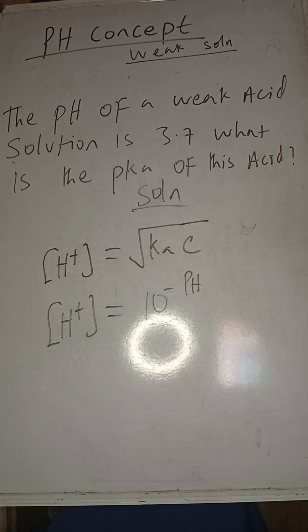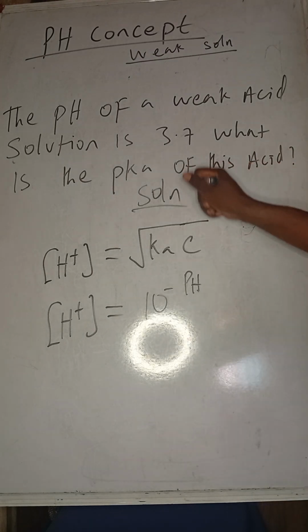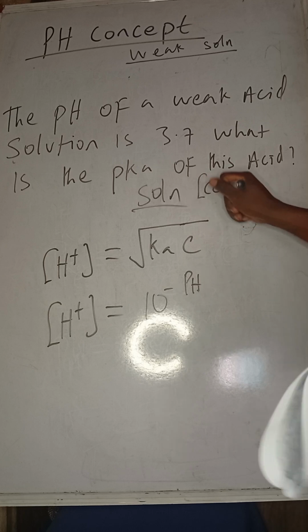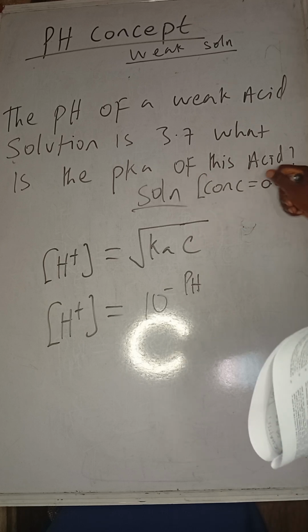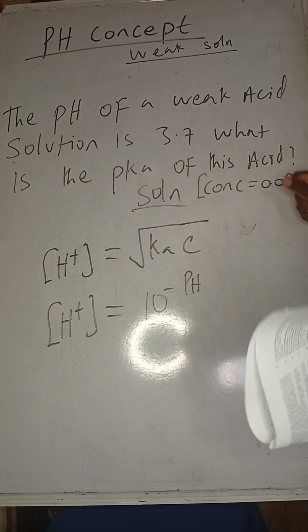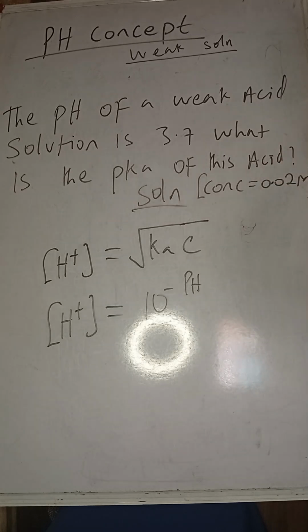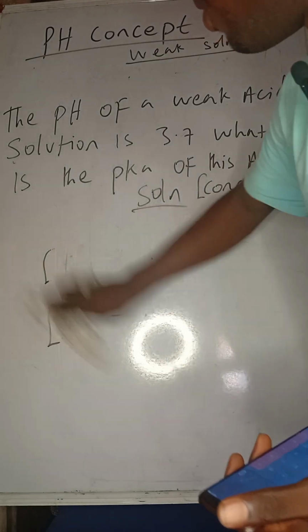I didn't write it. It was given because the full question says the pH of a 0.02 molar solution of an unknown weak acid is 3.7. So the concentration of the acid is 0.02 molar, my bad. I almost thought, why would the concentration not be given? It must be given, so I can use my normal formula.